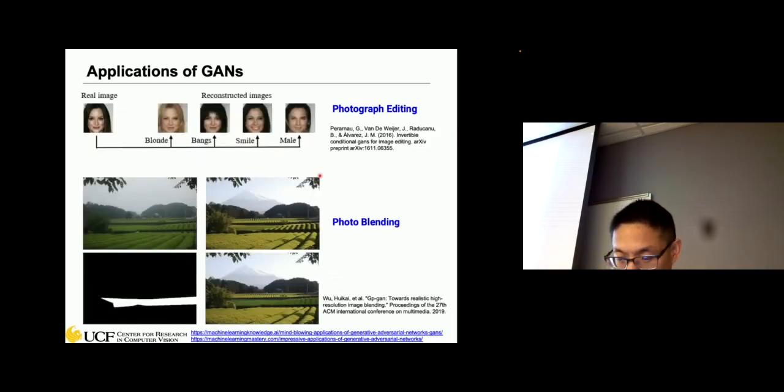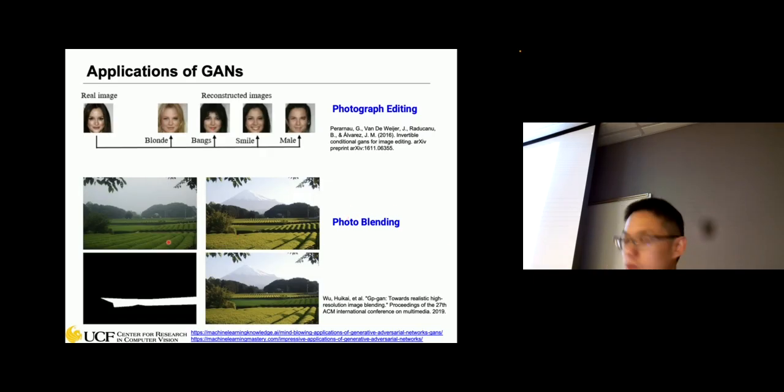And we can also do other image editing tasks, like photograph editing. You can change the hairstyle, the hair color, even swap the face. For some applications, if there's sensitive, personally identifiable information you want to change, you can swap out or totally change the face so you don't reveal the identity of the real subject. And you can also do photo blending.